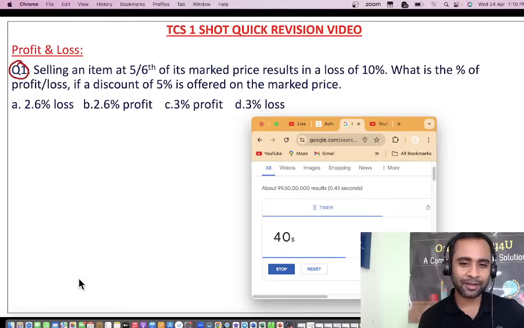Selling an item at 5 by 6 of its marked price results in a loss of 10%. What is the percentage of profit or loss if a discount of 5% is offered on the marked price? Okay. This is a TCS problem.